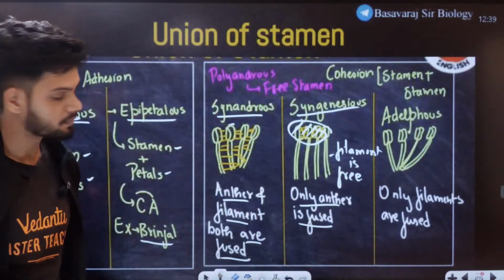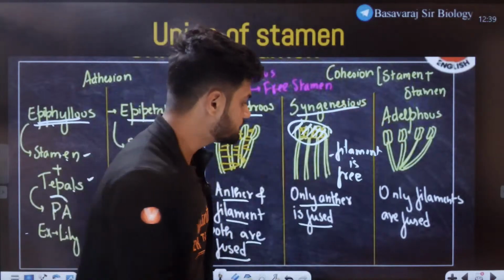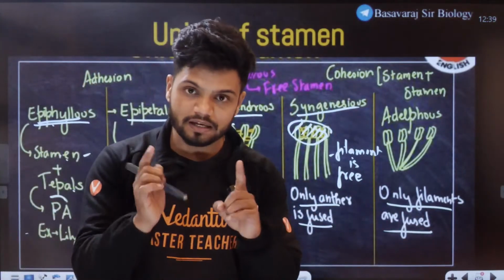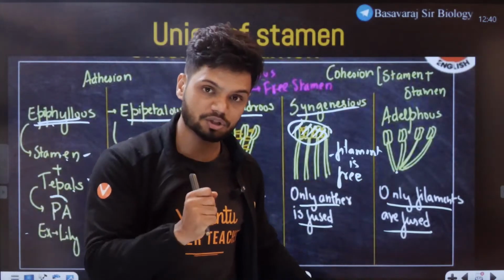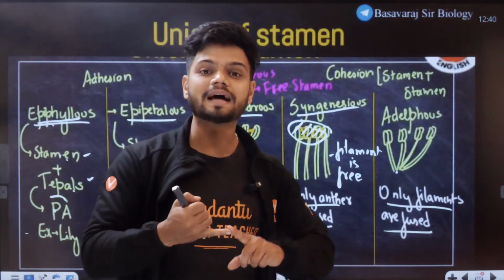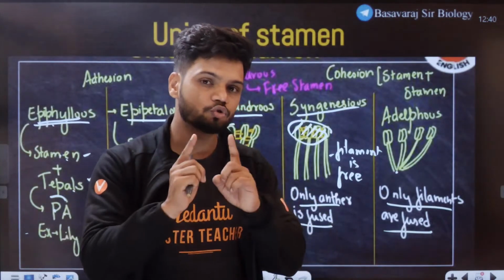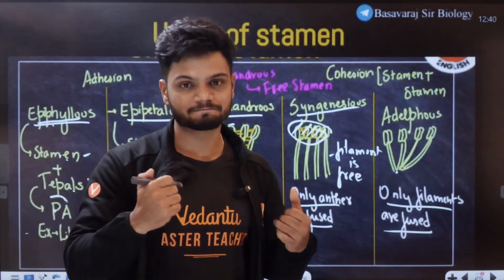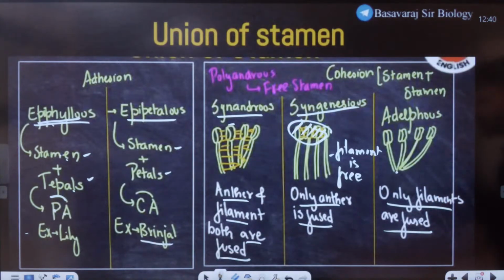That is syngenesious condition. Now, what about adelphous condition? In adelphous condition, only filament is fused. If only filament is fused, it is called as adelphous condition. We have monoadelphous, into one bundle; diadelphous, two bundles; polyadelphous, many bundles. Okay, that's all, the union of stamen.